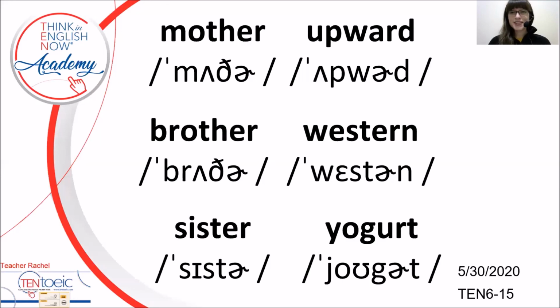Yogurt. This is something maybe we eat for breakfast. We can have white yogurt, plain, or it's with fruit, and it's made from milk. It's a little bit thick. Yogurt.